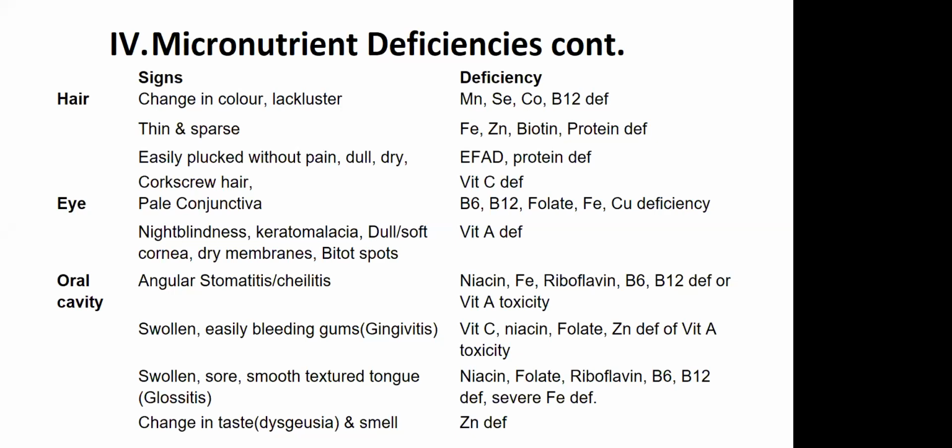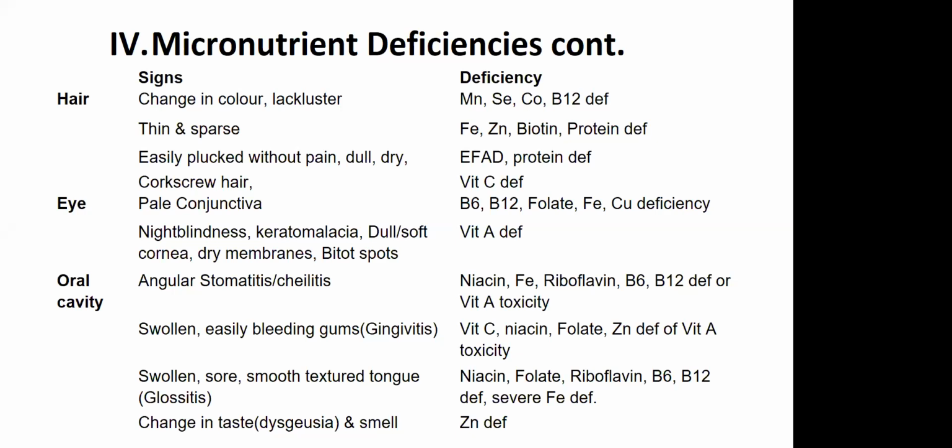When you go to the oral cavity, whenever you're having angular stomatitis, you'd want to think of niacin, iron, riboflavin, B6, B12 deficiency, or perhaps it can be a result of vitamin A toxicity also. And then, with angular stomatitis, the non-nutritional causes would probably be, if a patient is using dentures, ill-fitted dentures, or perhaps herpes, which would give you the same picture of angular stomatitis.